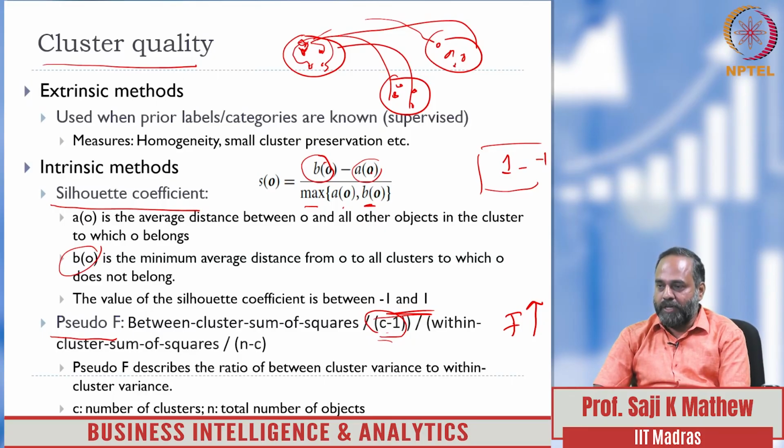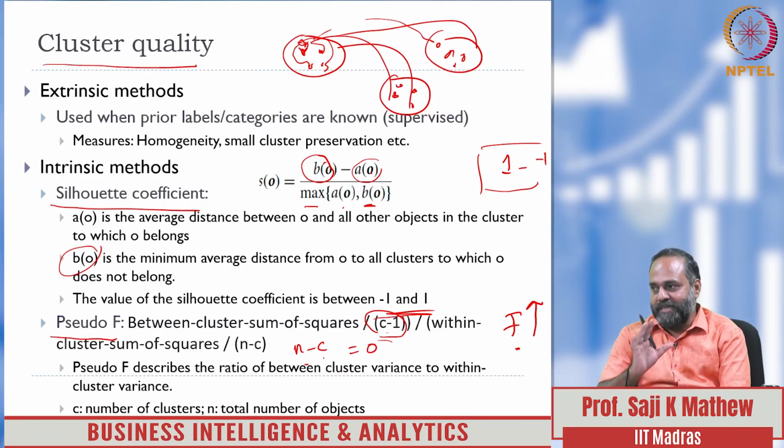And this gets moderated by the (C minus 1) divided by (n minus C) ratio. For example, when the number of clusters is equal to the number of objects, what happens to this ratio? What does n minus C become? C is equal to n, so it becomes 0, and the F value will become 0, right.